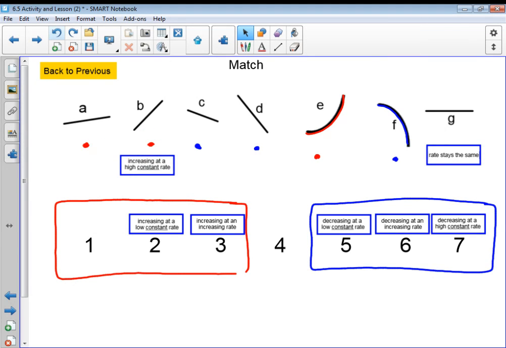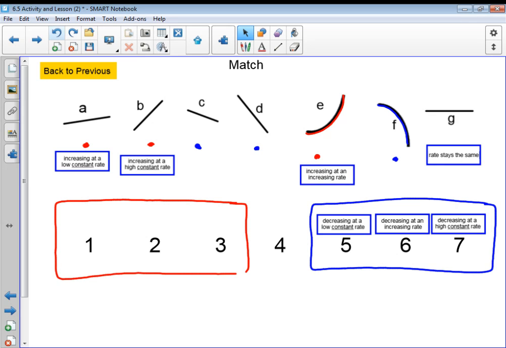Okay. So increasing at a low constant rate, well, constant's going to be a straight line, and low is going to be that letter A, where it's kind of going up at a slower pace or a lower slope. So then that leaves us with letter E to be increasing at an increasing rate. And that was kind of like our rocket scenario that we worked on in our activity, where over a period of time, it's going to constantly get faster and faster and faster. It's not just a constant same speed.